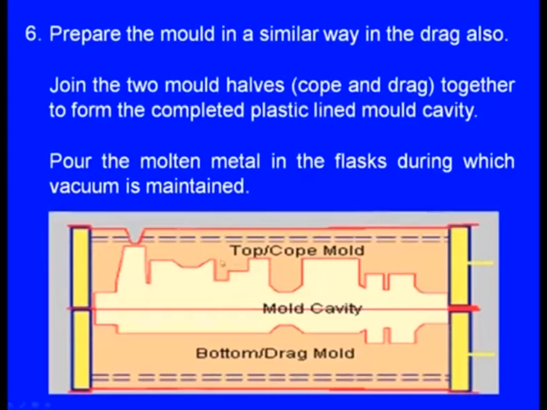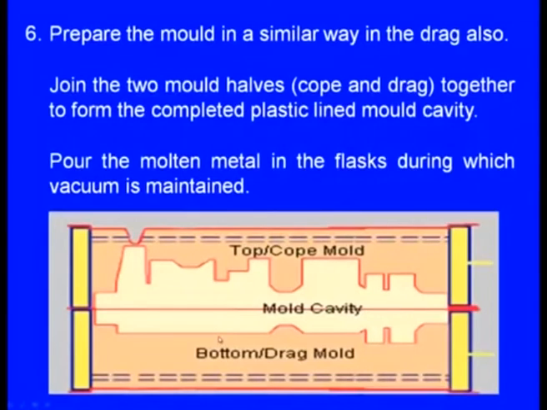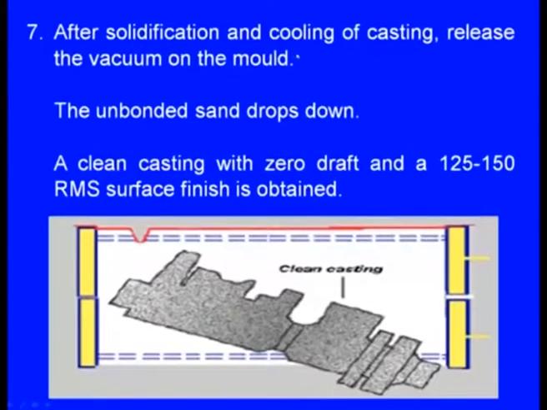Remember, this is the cope. For the cope, at the top and the bottom there is a polymer sheet, it is covered and concealed by polymer film. For the drag also, both at the top and the bottom there is polymer film and it is concealed by polymer film. Next one, after solidification and cooling of the casting, release the vacuum on the mold.